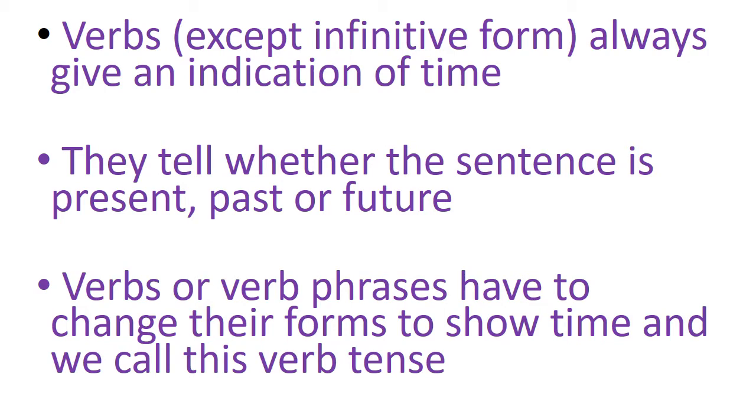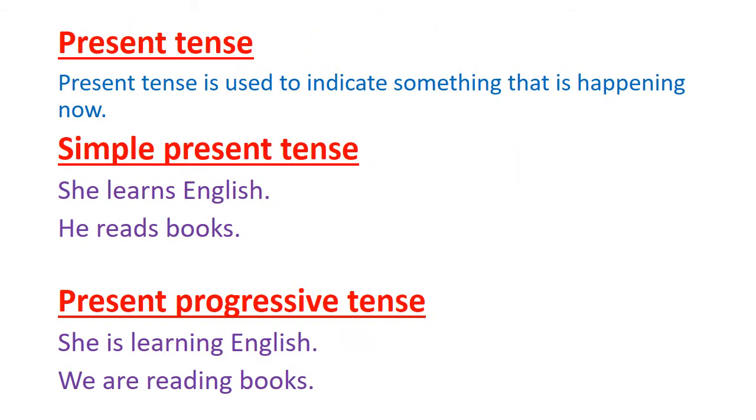Verbs or verb phrases have to change their forms to show time, and we call this verb tense. As an example, we take read. If we want to tell about past progressive sentence, the verb phrase will have to change its form: was reading or were reading. Right? Let's go to next slide.